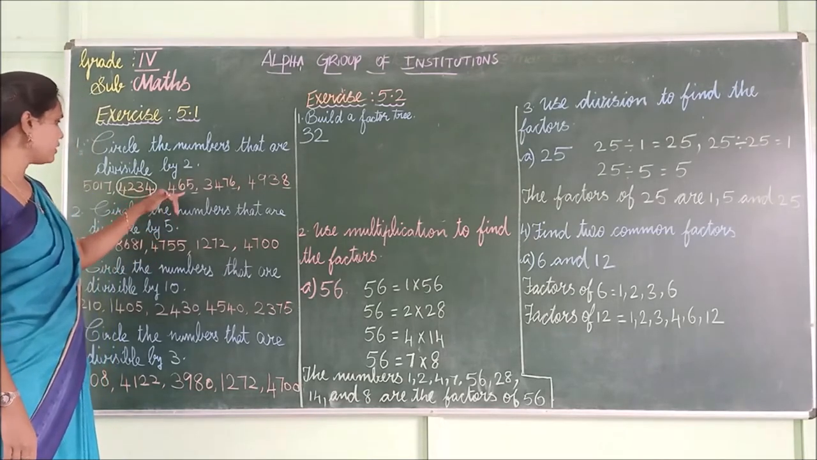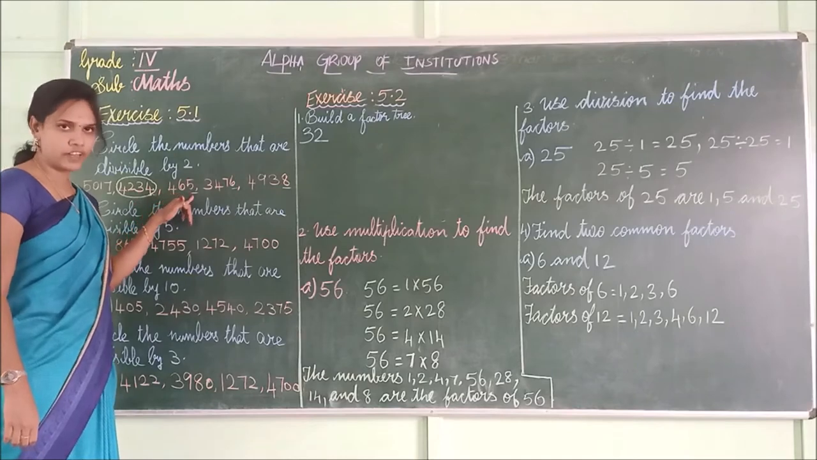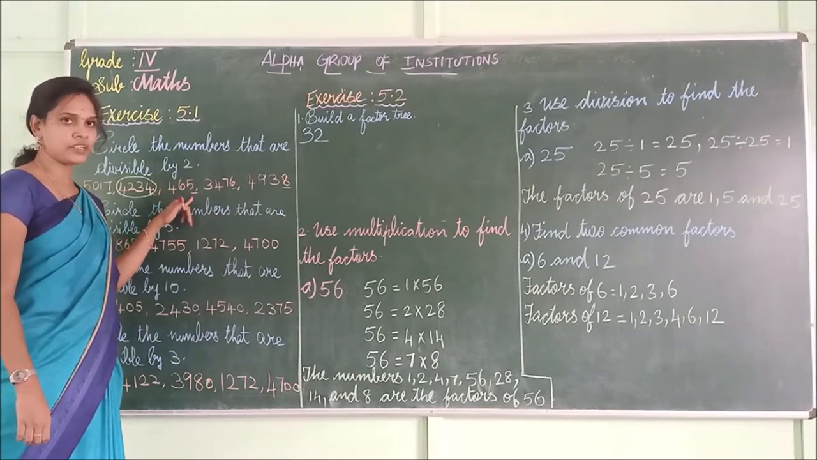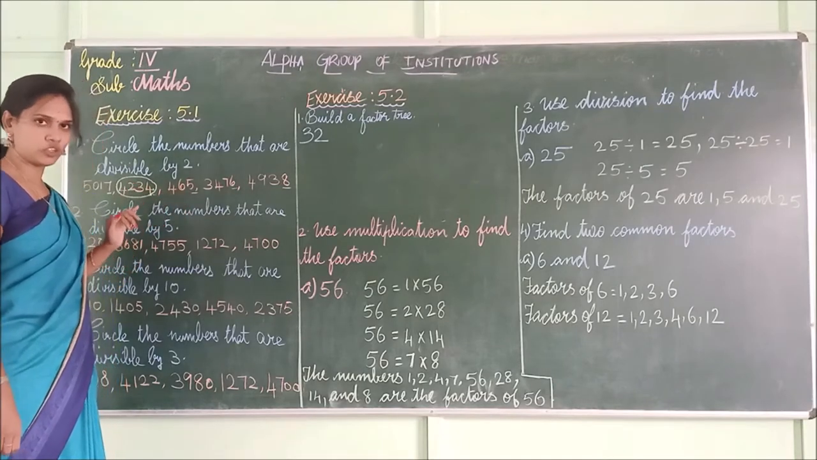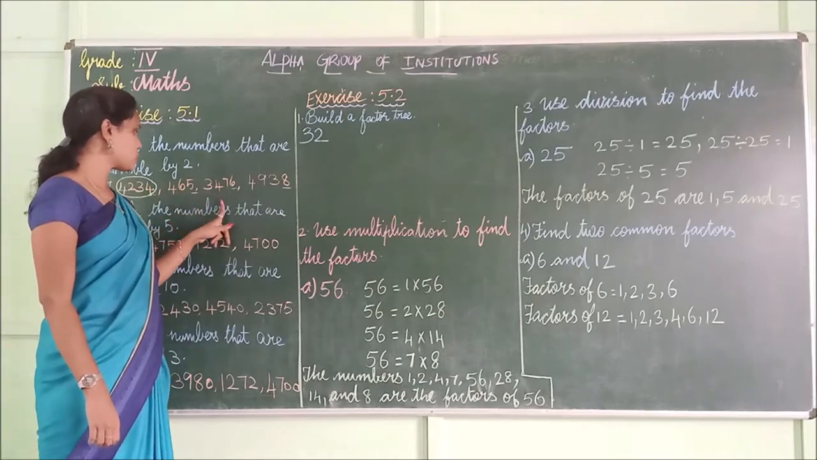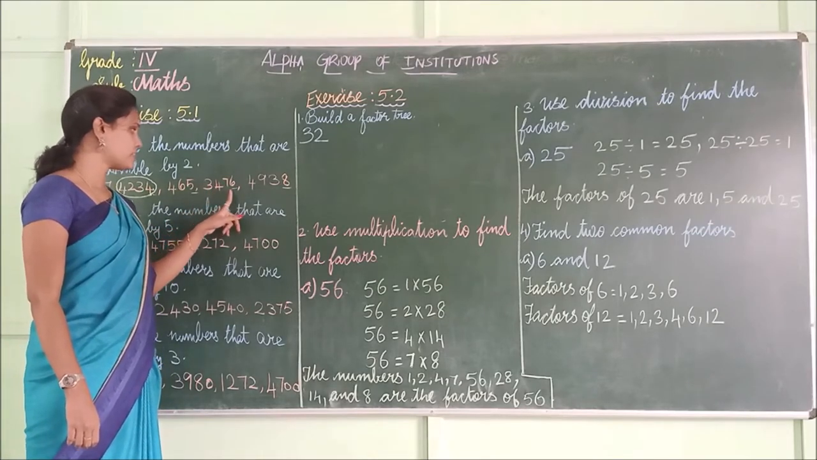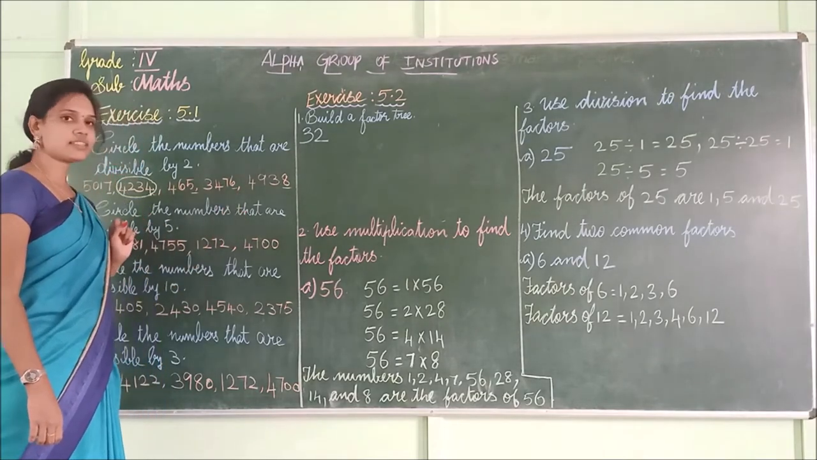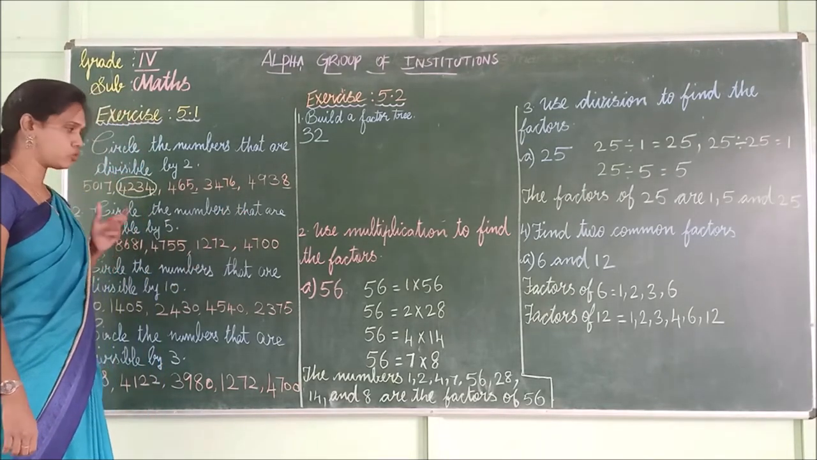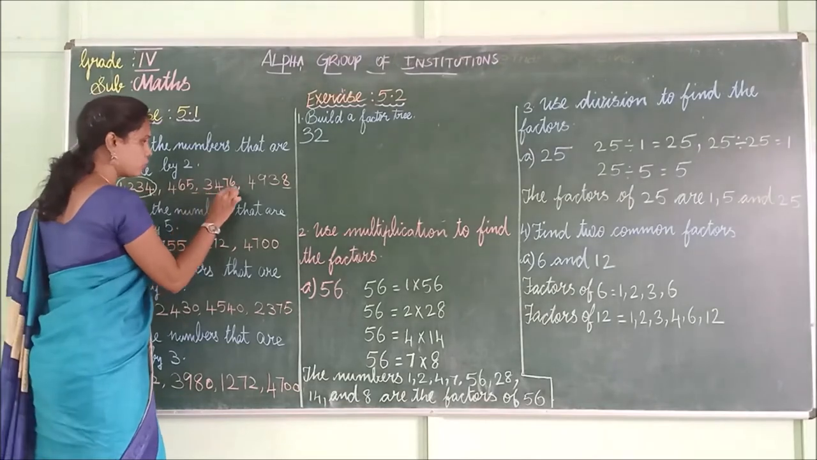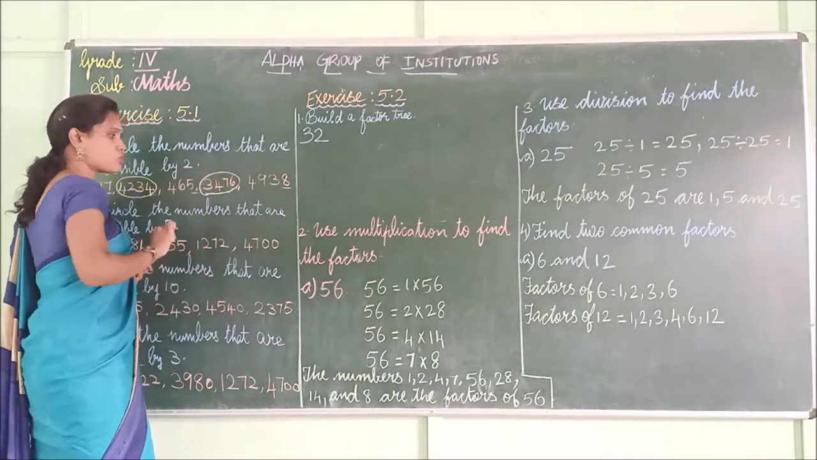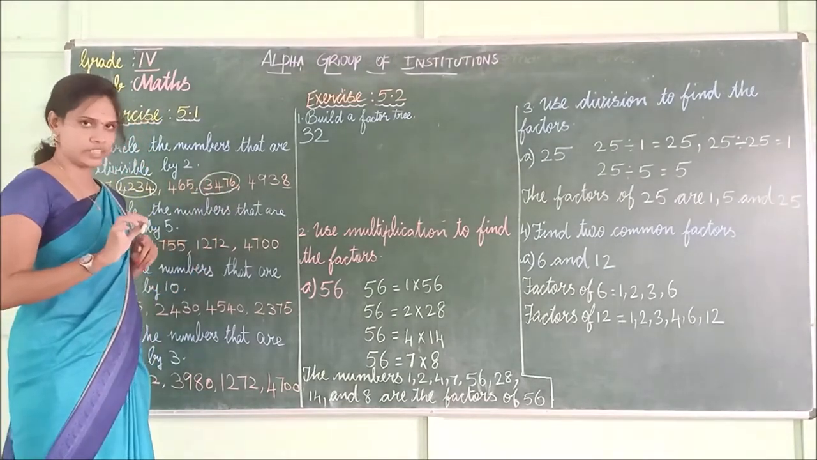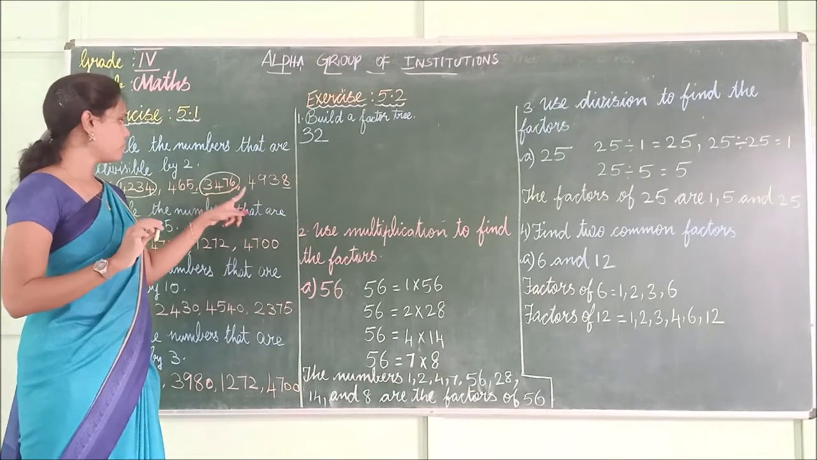See the next one. The last number is 5. 5 is not divisible by 2, so leave this one, we should not circle. See the next one, 3476. The last number is 6. 6 is divisible by 2, as we have just seen in the rule. So circle this one, 3476.